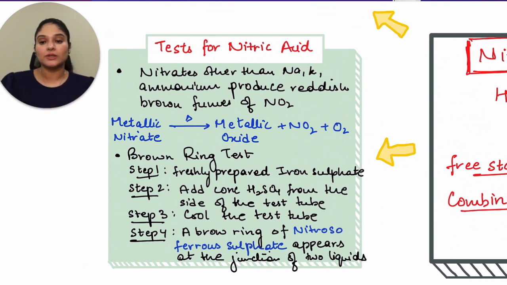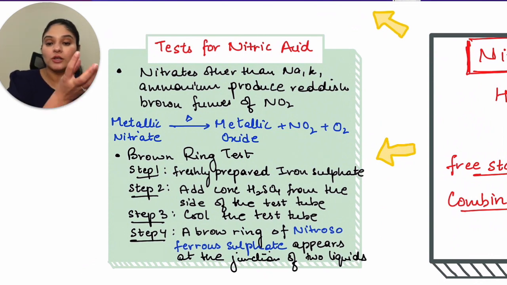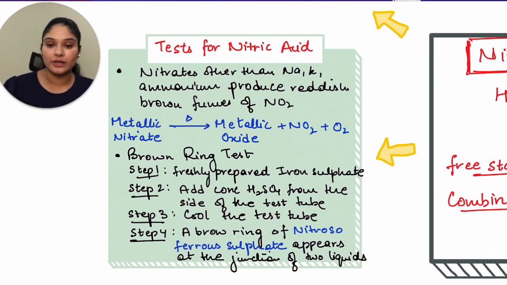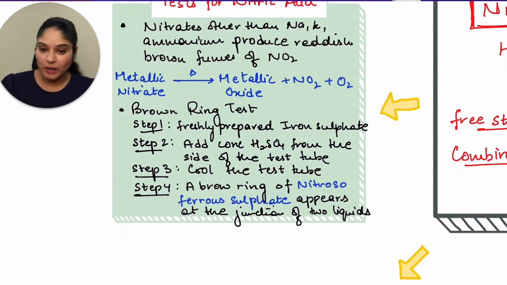So that means if you have a metallic nitrate and your thermal decomposition happens, you get metallic oxide, NO2 and oxygen. So you can simply say that if reddish brown fumes are coming out, that means nitrate is present. The second is the brown ring test. So what is the brown ring test?